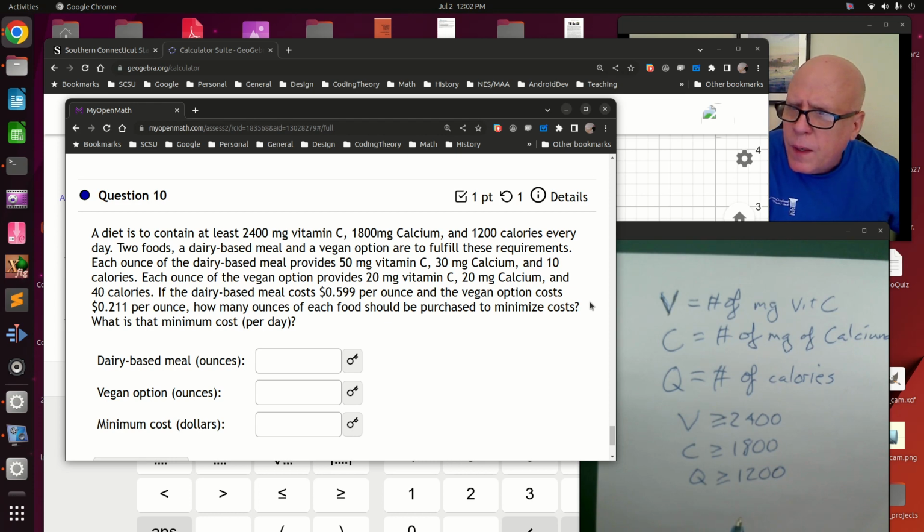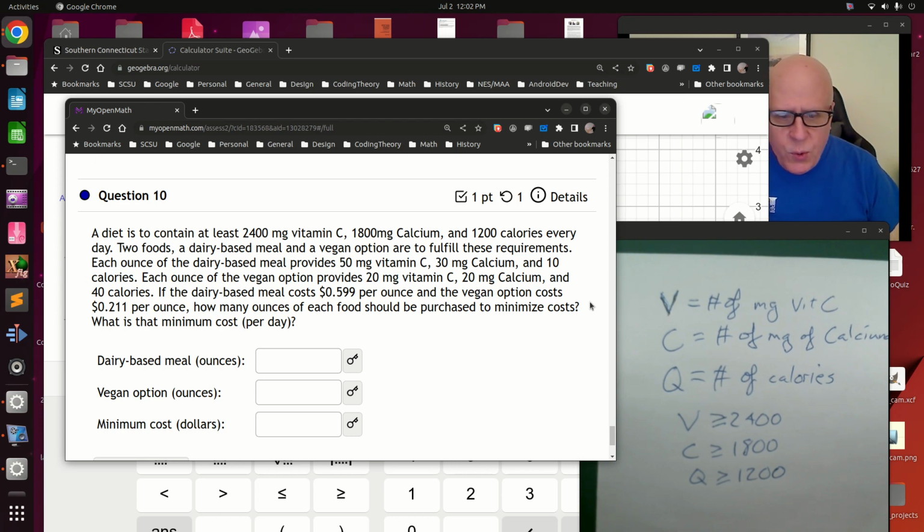Also, 2,400 milligrams of vitamin C is an awful lot. 2.4 grams of vitamin C is probably 50 times as much as a normal diet would contain. But anyway, this is common in math problems. These numbers are there to give us something where the numerics work out fairly easy.